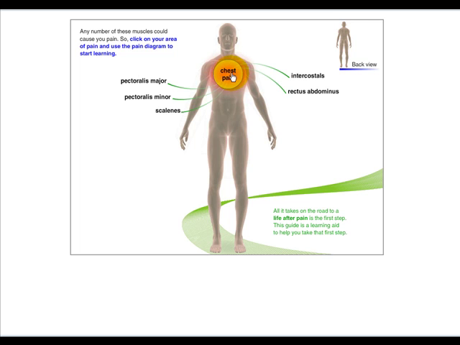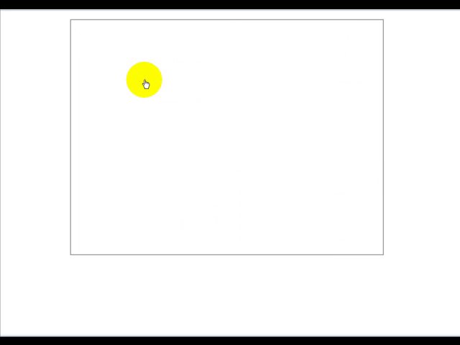And as I click, it comes up with chest pain, and there are a number of muscles, and each of these muscles will refer pain to my chest. So I will choose the pectoralis major. So I go across to it, it's highlighted in blue, and I left click.